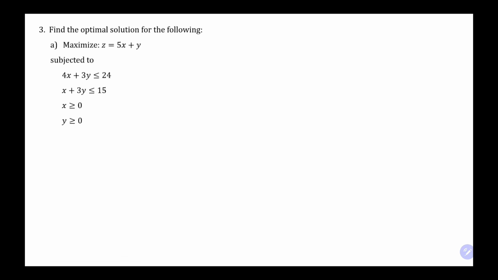Next question, number 3. Find the optimal solution for the following. Optimal solution means we want to find maximum or minimum value based on our objective. Question A, we maximize Z equals to 5x plus y subjected to this system of linear inequalities. Now to find the maximum value, we need to sketch the graph.